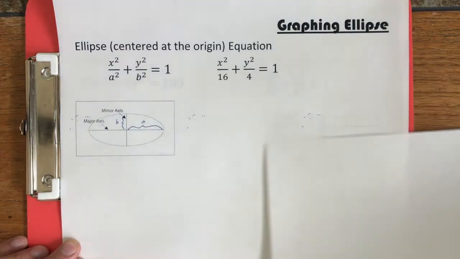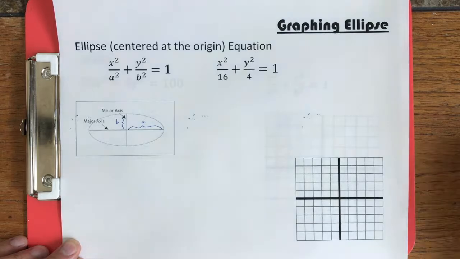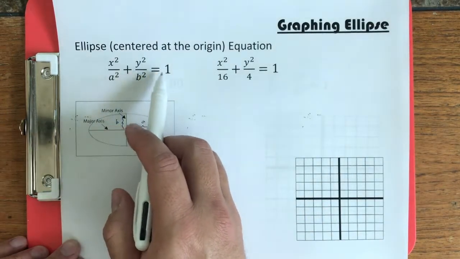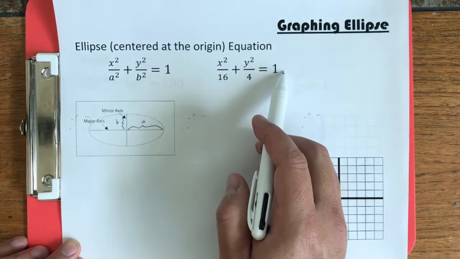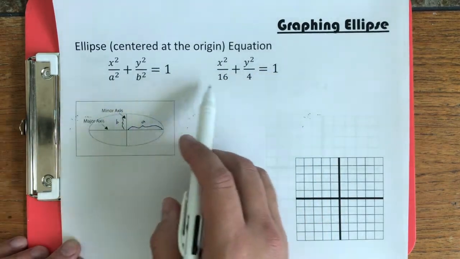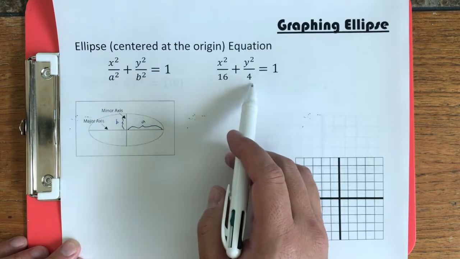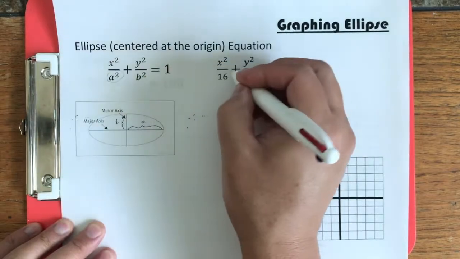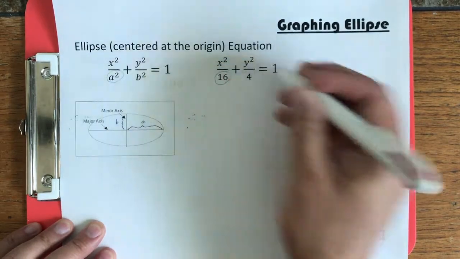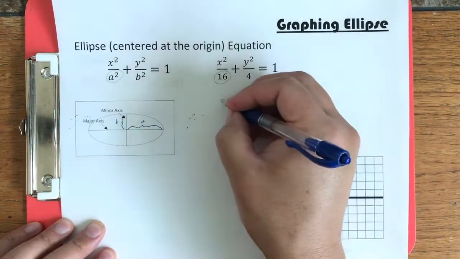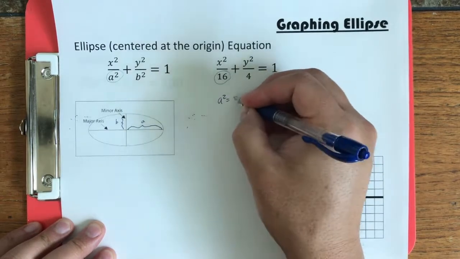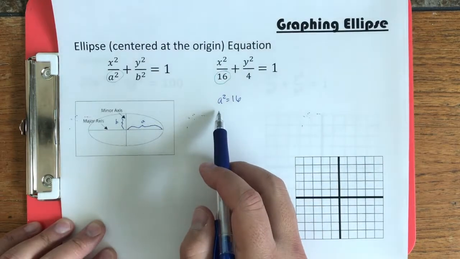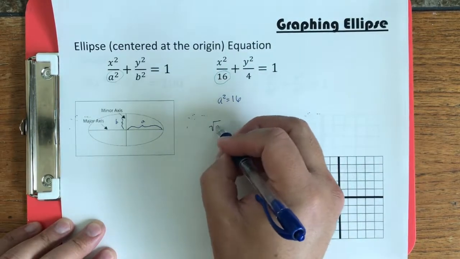So let's say I have a problem that looks like this. What you really want to do is pattern match. The x squared, y squared, and the 1 are exactly the same, and the only difference is the a squared and the 16 and the b squared and the 4. So if we do basic pattern matching, we can see that a squared is equal to 16 in this case. So in order to find out what a is, we just take the square root of both sides.